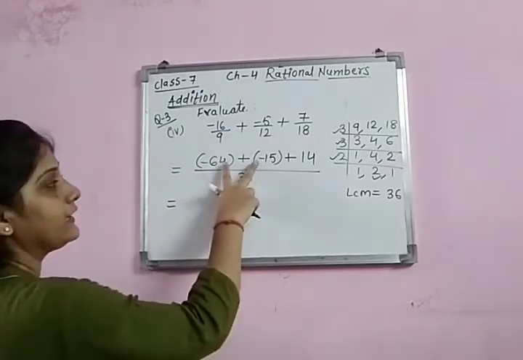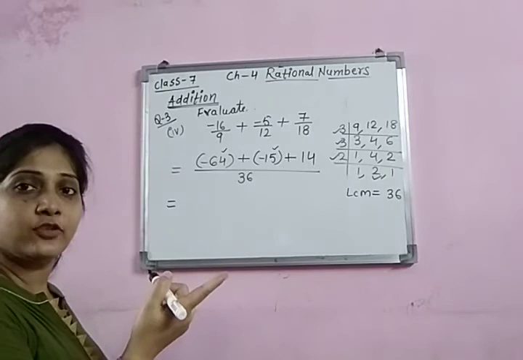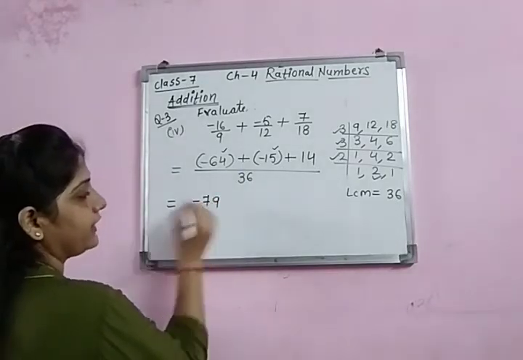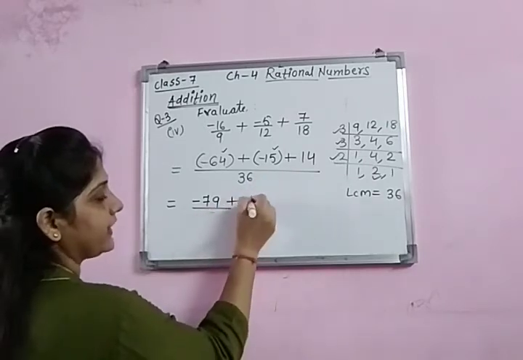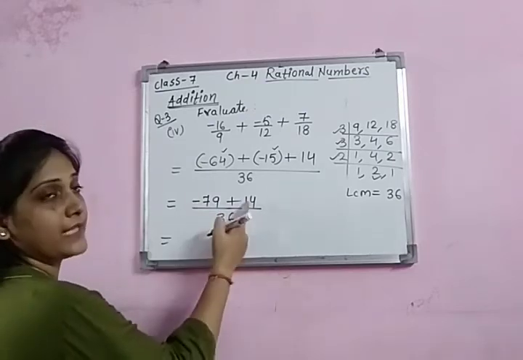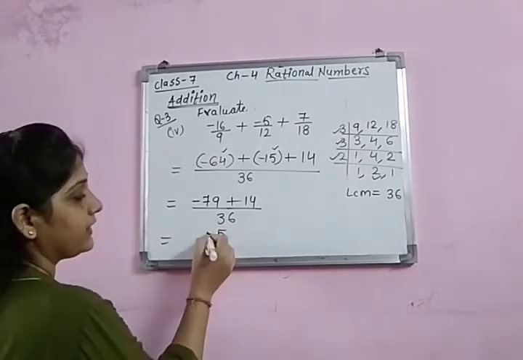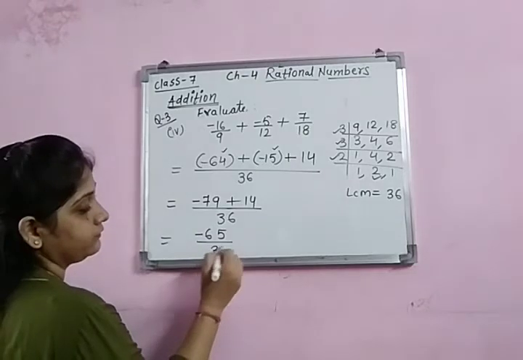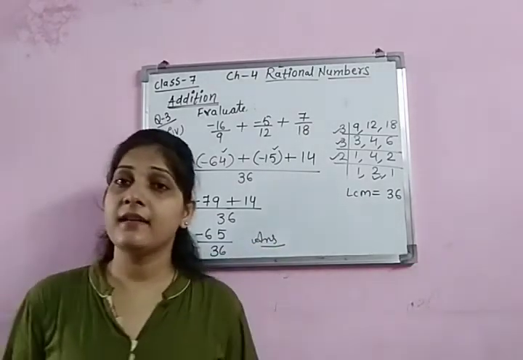Clear? Now solve these two first. Negative 64 and negative 15. Both are negative, so we have to add: 5, 4, 9, 6 and 1, 7. With negative sign you will get negative 79 and plus 14 as it is. Now solve with it. Opposite sign means subtraction. 9 minus 4, 5. 7 minus 1, 6. And 79 is bigger, so negative sign. Negative 65 by 36. This is our answer.